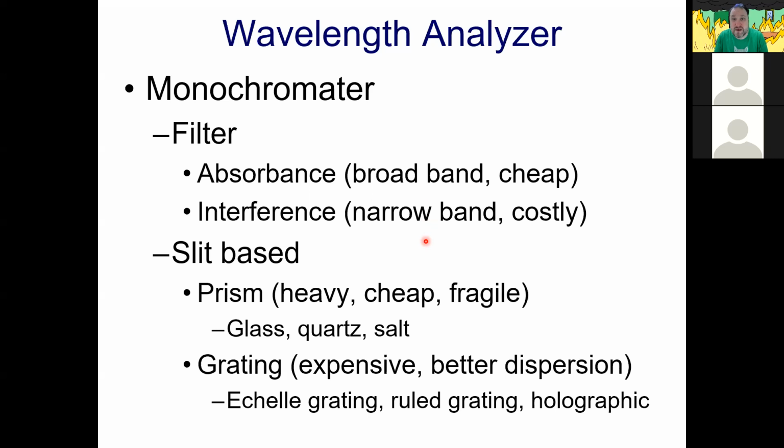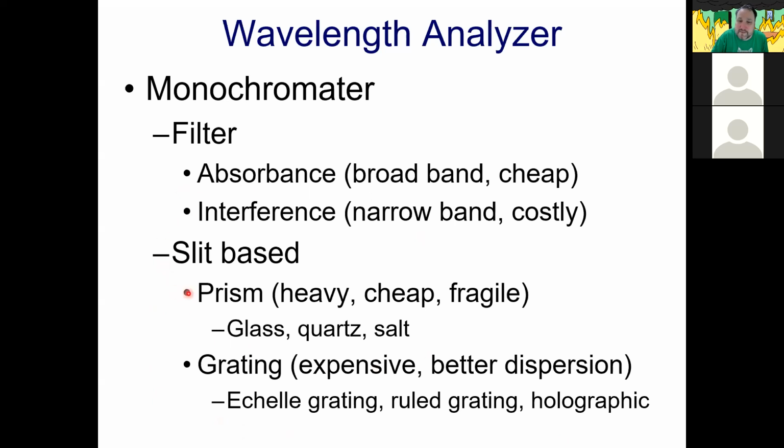So 300 is not atypical for some filters that I've bought, but they could get into thousands of dollars. And so they are expensive. You can have a slit-based monochromator. This is by far the most common, right?